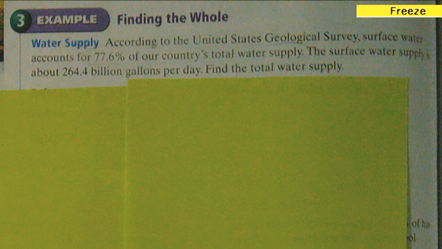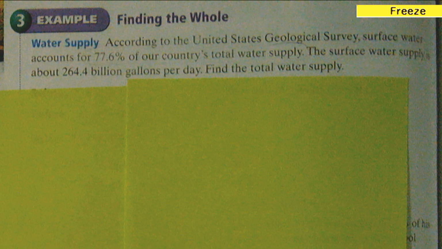Okay, so somebody read the segment of this that has a percentage. Chris? 77.6% of our country's total water supply is about 264.4 billion gallons per day. Okay, so we have the 77.6% of the country's water supply. How many of you guys see that? There's the beginning of our percent sentence.